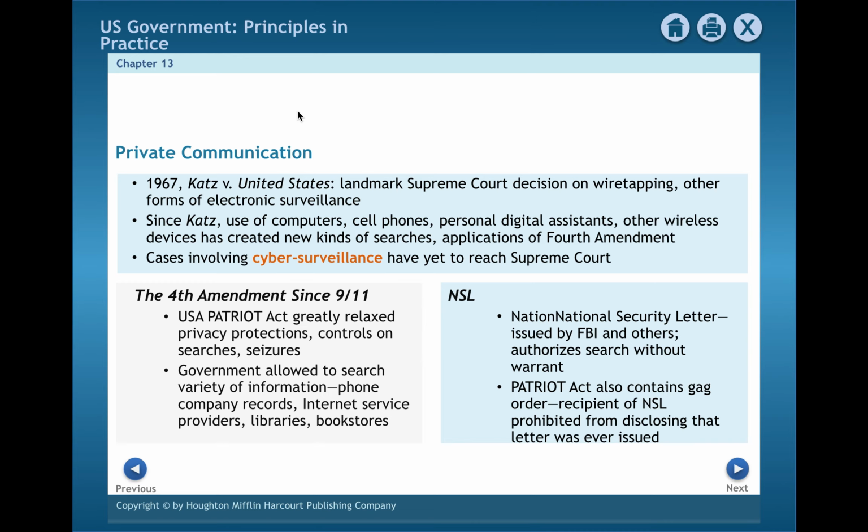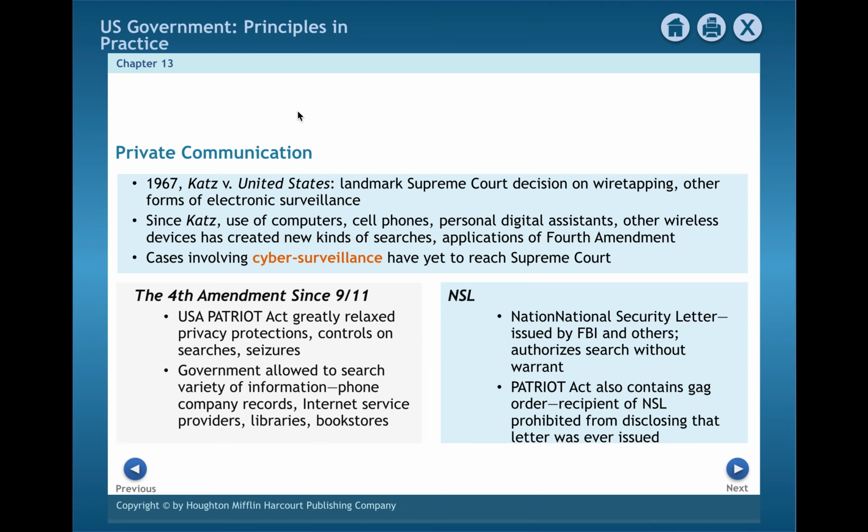Let's continue on. The Fourth Amendment since 9/11 has been treated a little bit differently. In 2001, Congress passed the USA Patriot Act, which greatly relaxed privacy protections and controls on searches and seizures. What upsets people the most, especially civil liberties advocates, is some of these searches do not require a warrant and instead are authorized by a national security letter. Unlike warrants, these are not issued by a judge, and probable cause is not needed to obtain them.